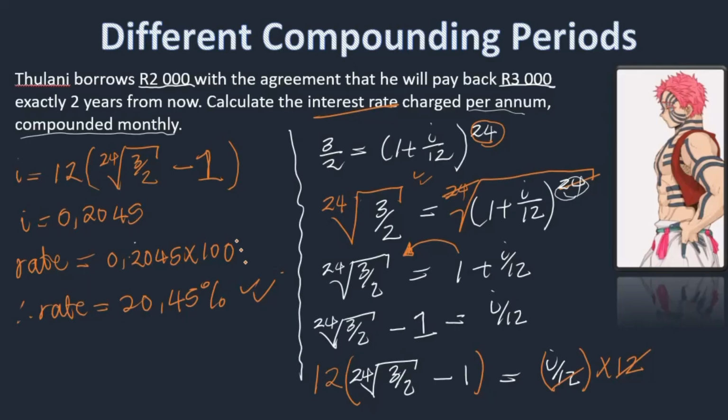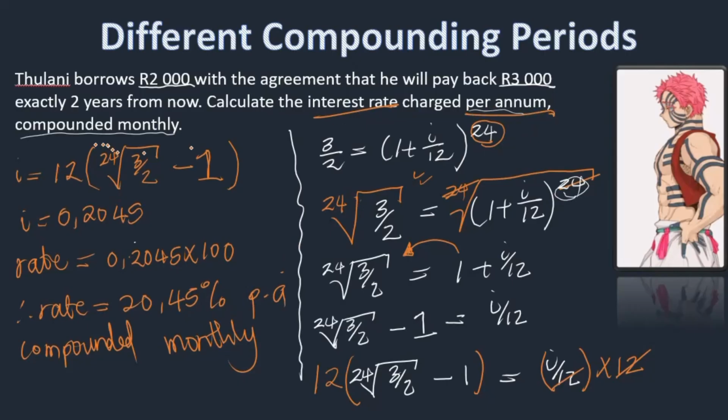Let me write my rate. In fact, there's a full statement. My rate is 20.45% per annum compounded monthly, because it was per annum compounded monthly. You see that? So these are the calculations I would expect you to do. I would expect you to do these things for me. Very beautiful. And I hope it won't be confusing for you when you get here.